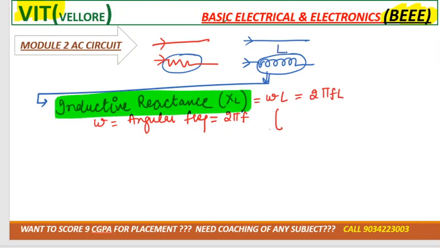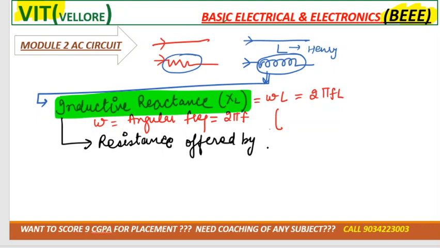So can you tell me what should be the unit of the inductive reactance? That was the unit for L. L's unit is Henry, right? Now I'm asking about the inductive reactance. The definition of inductive reactance is that it's a kind of resistance offered by the inductor, correct? So according to you, what should be the unit of XL? It's a resistance only. Yes, its unit is ohms. Clear?